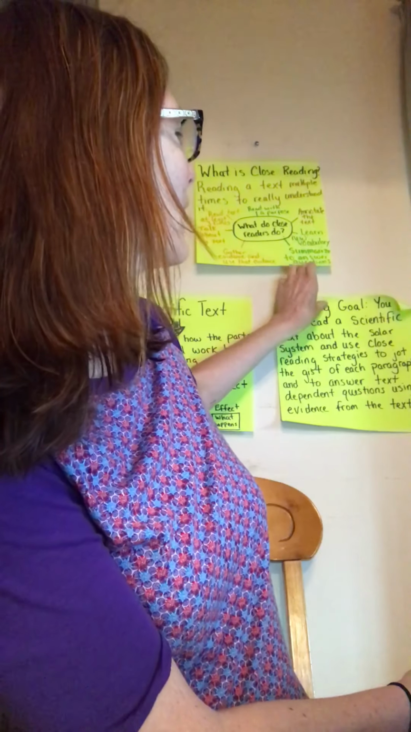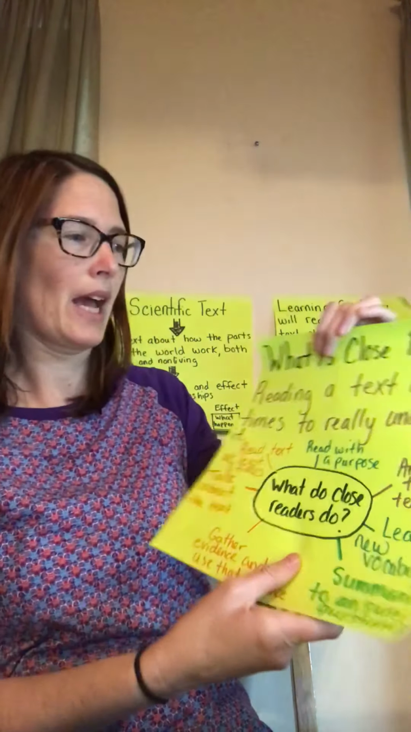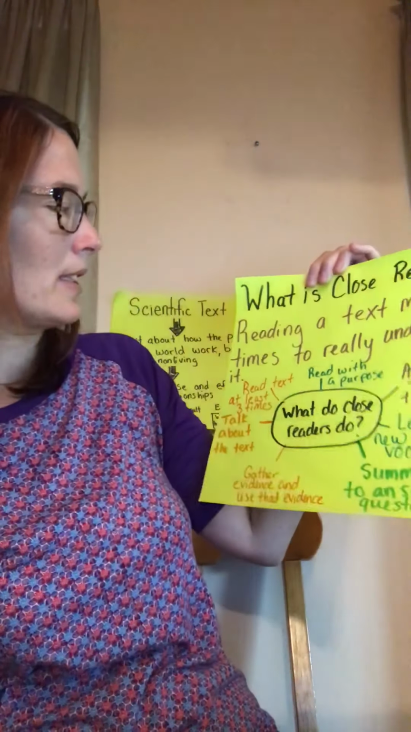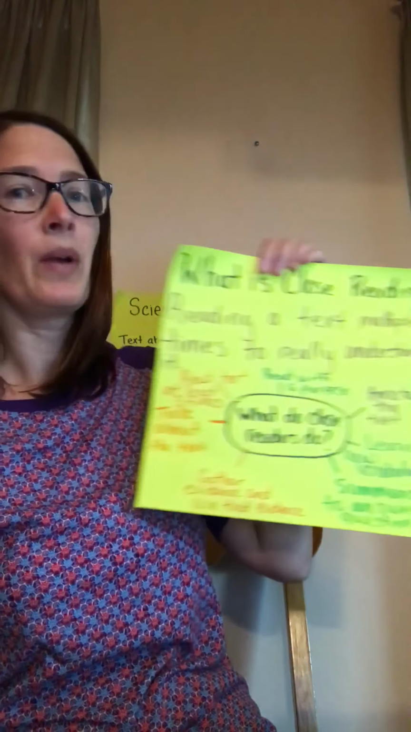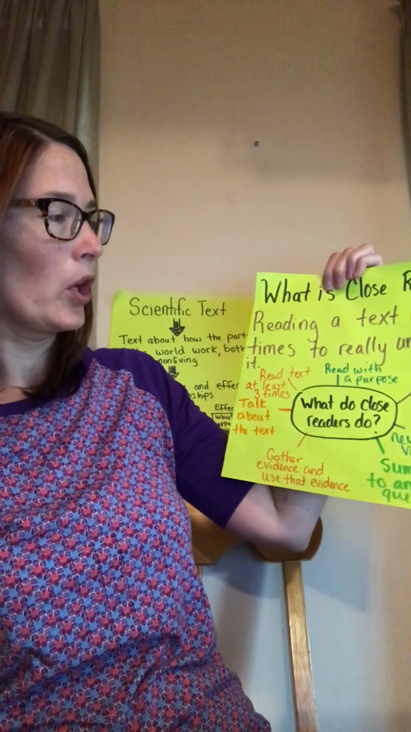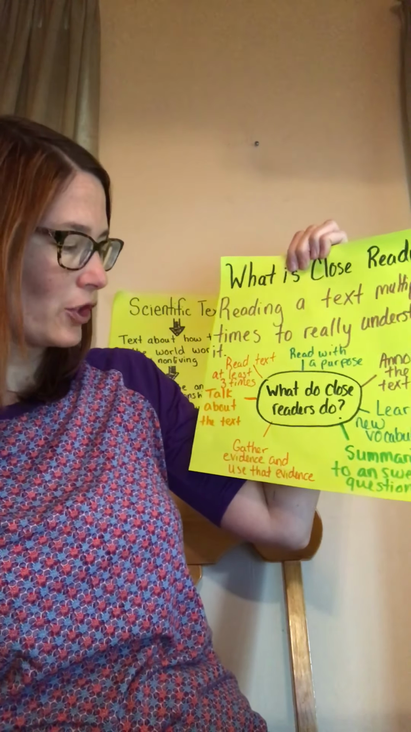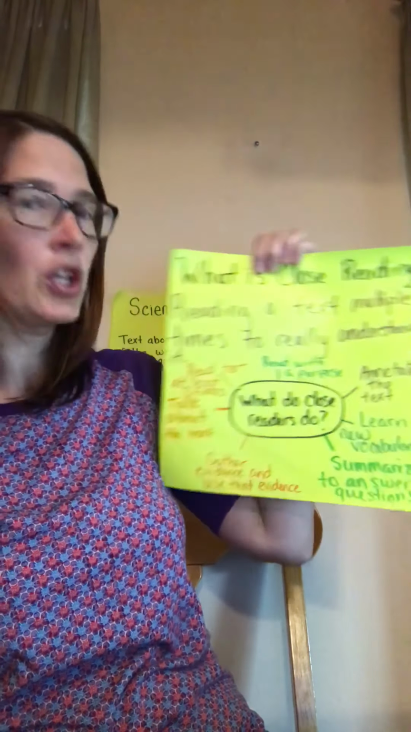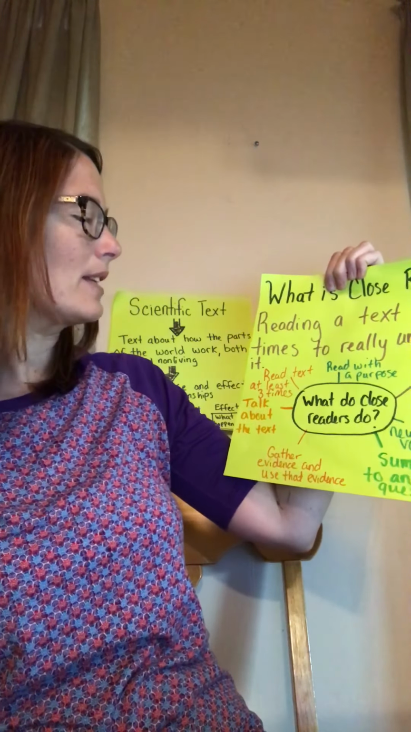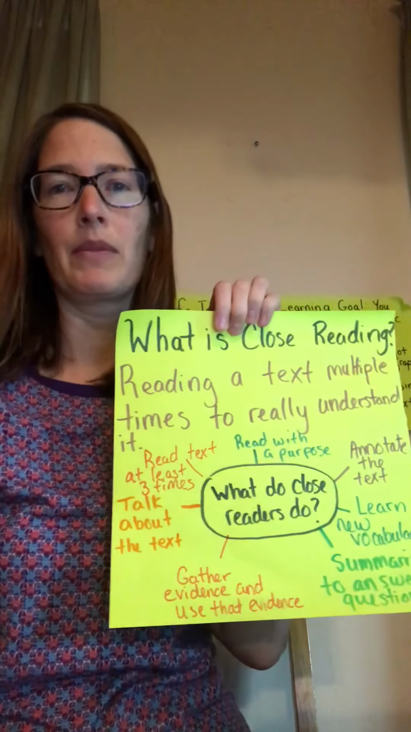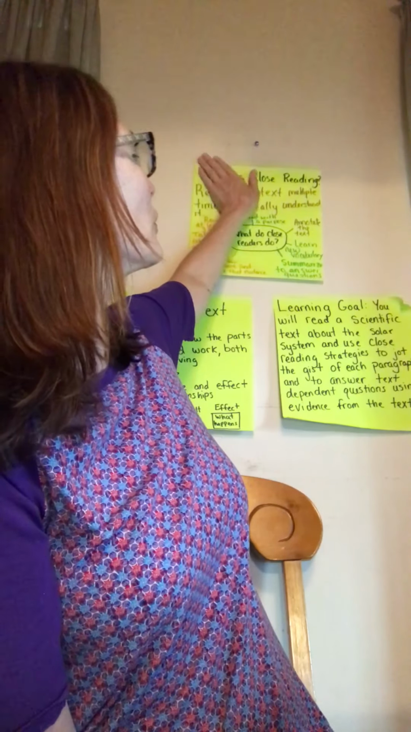What is close reading? Let's review. It is reading a text multiple times to really understand it. Okay, so you read with a purpose. You annotate the text. You learn new vocabulary. You summarize to answer questions. You gather evidence and use that evidence. You talk about the text. You read the text at least 3 times. Okay? That is what close readers do.